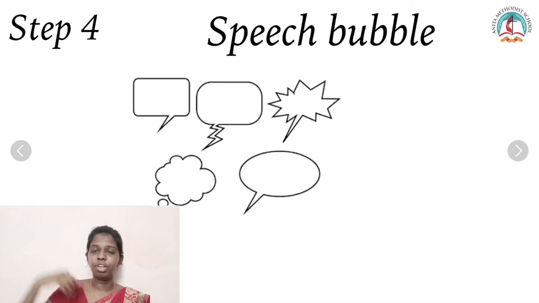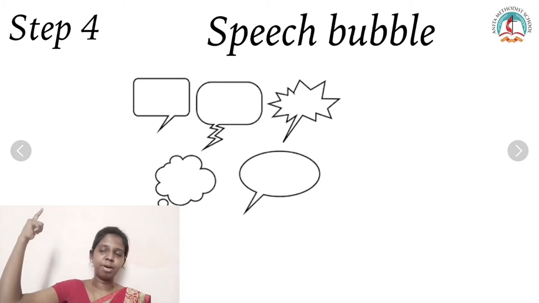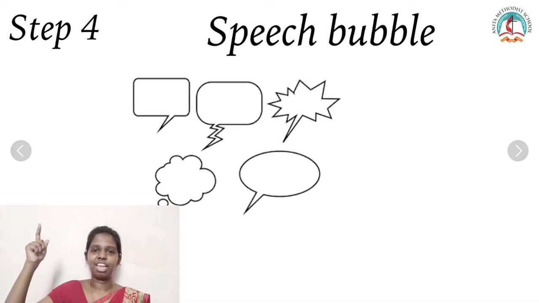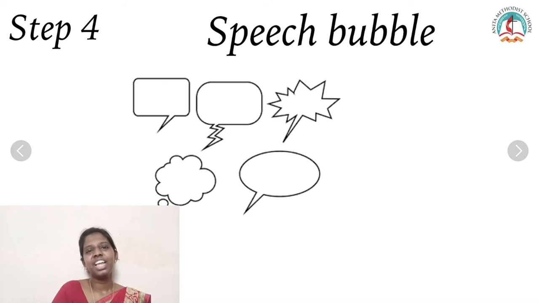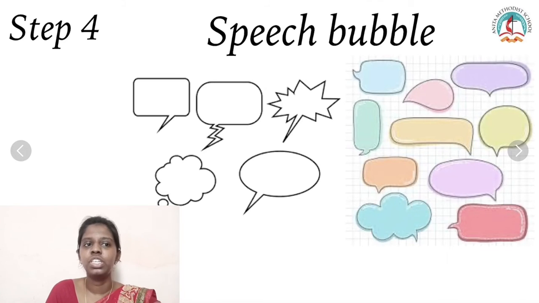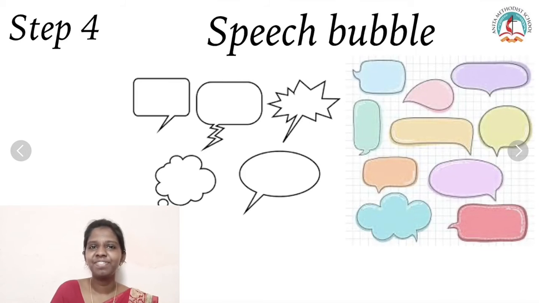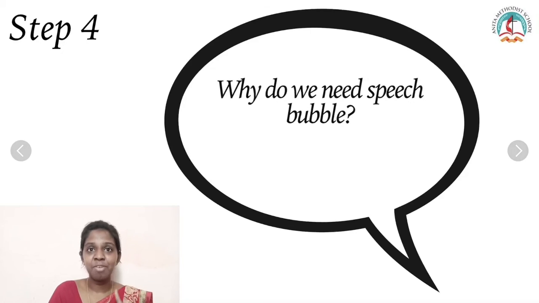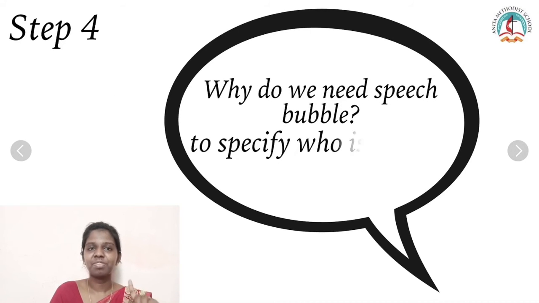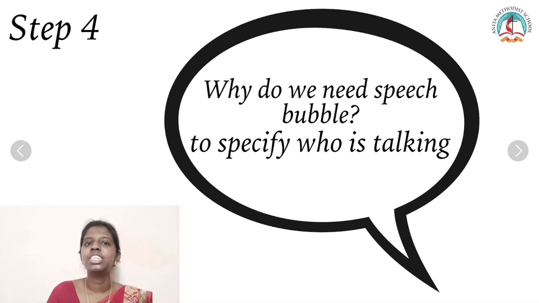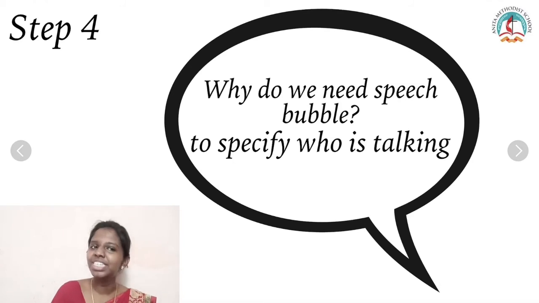If I am going to be talking, there should be a bubble above my head telling whatever I am talking or whatever I am thinking. Okay, so these are a few of the shapes of bubbles which you can use. And then, can you see? I put my words inside a speech bubble. Why do you need a speech bubble? To specify who is talking.